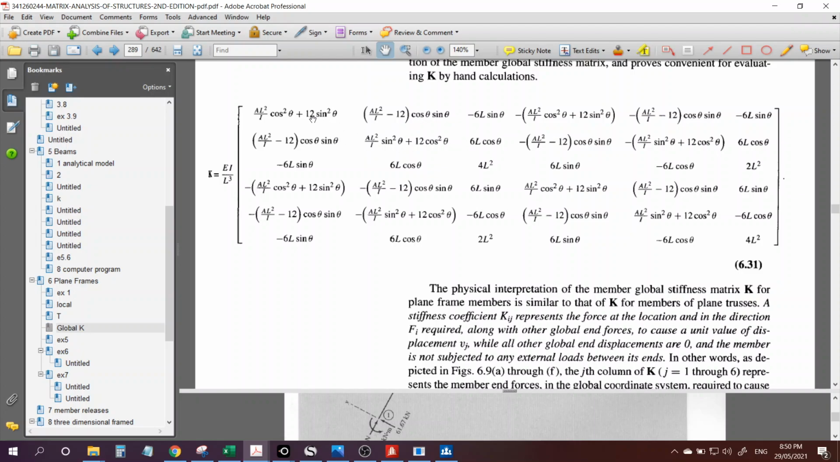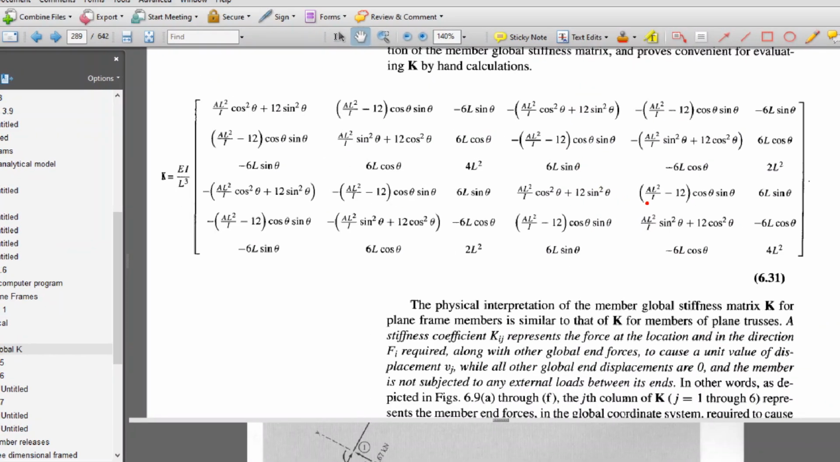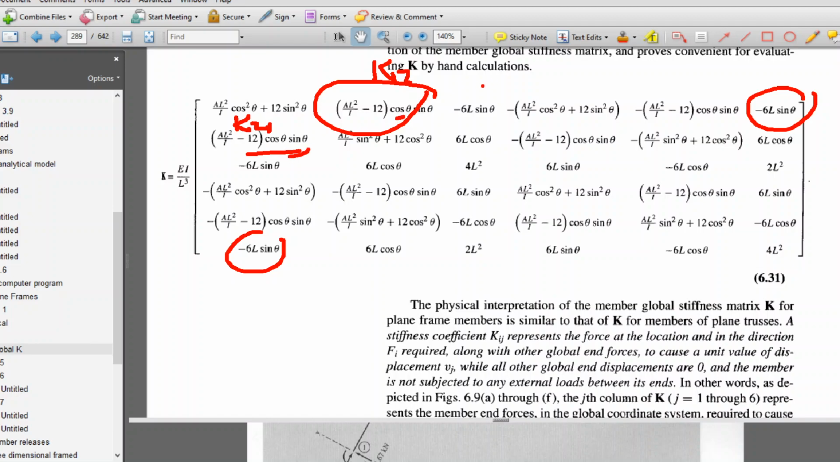So it's still 6 by 6, 1 2 3 4 5 6, 1 2 3 4 5 6. And it's also similar to other definitions of stiffness matrix. It's symmetric. This K12 is equal to K21. Say K15 is equal to K51.